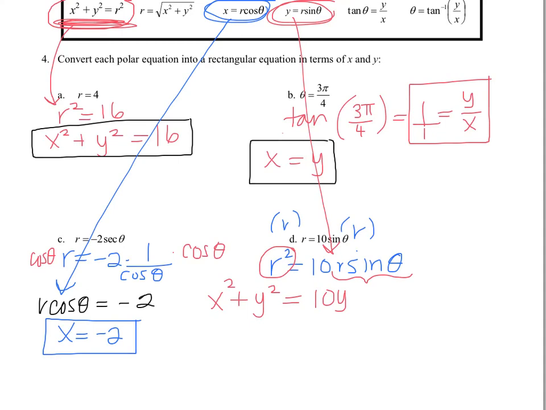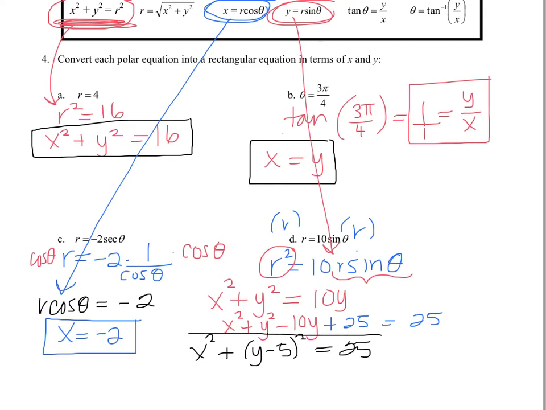So what do you do with x squared plus y squared equals 10y? Well, this is also a circle, but you have to complete the square. Let's move this 10y to the other side. x squared plus y squared minus 10y. I'm going to complete the square by adding 25 to both sides. This turns into x squared plus y minus 5 quantity squared equals 25. If you don't recognize this equation, this is a circle. It's centered at the point 0, 5 and has a radius of 5.